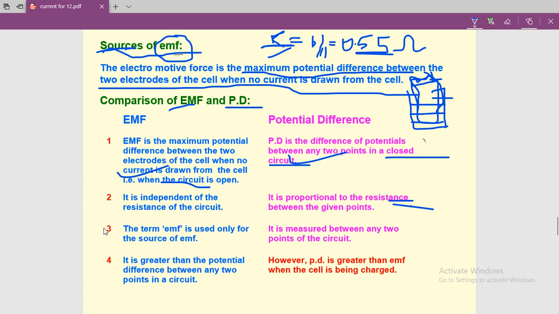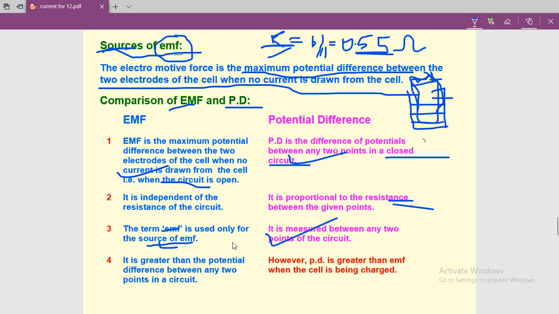The third point is the term EMF is used only for the source of EMF. This is used for a source of EMF because it is a characteristic of a source, it is not a characteristic of any part of the circuit. Now you can see potential difference is measured between any 2 points of the circuit. Because when current flows in the circuit, you can measure potential difference between any 2 points of the circuit.